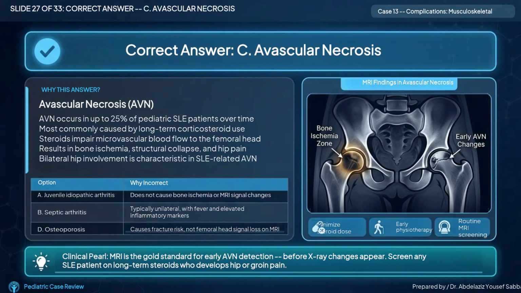Avascular necrosis occurs in up to 25% of pediatric lupus patients over time and is most commonly caused by long-term corticosteroid use. Steroids impair microvascular blood flow to the femoral head, resulting in bone ischemia, structural collapse, and hip pain. Bilateral hip involvement is characteristic in lupus-related avascular necrosis. Septic arthritis is typically unilateral with fever and elevated inflammatory markers, and osteoporosis causes fracture risk rather than femoral head signal loss on magnetic resonance imaging. Magnetic resonance imaging is the gold standard for early avascular necrosis detection before X-ray changes appear.